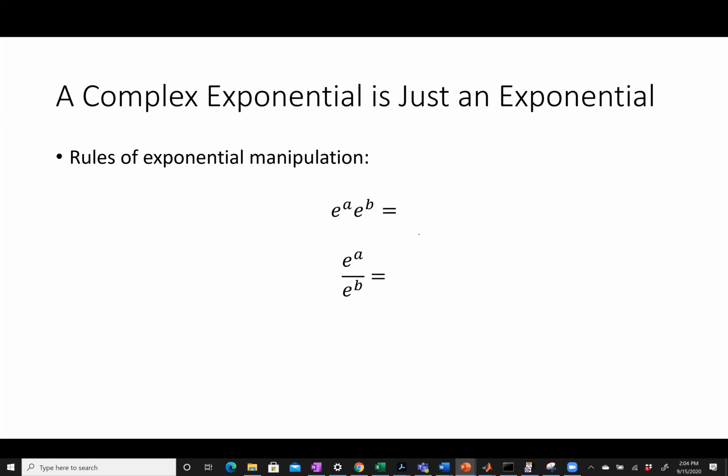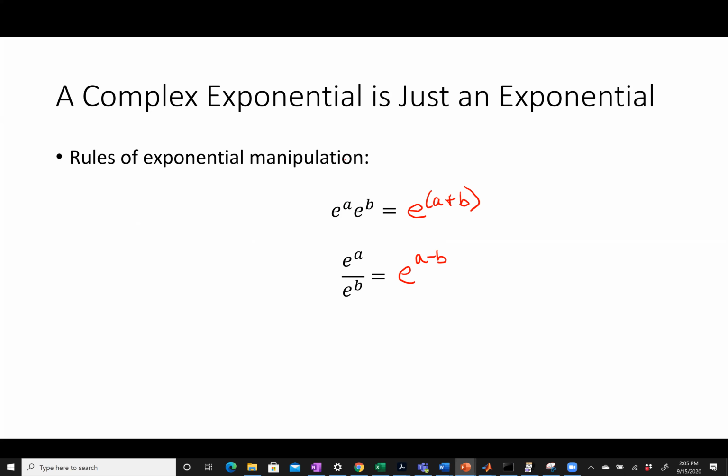So, some rules about exponential manipulation. A complex exponential is just an exponential. So A and B here, as I've drawn out here, could be complex numbers, meaning they could be imaginary and real rather than just real. So if I have E to the A times E to the B, what does that become? How do I combine? E to the A plus B, yeah. That we should have known since high school. And E to the A over E to the B is equal to what? E to the A minus B. So that's a pretty important result right there.